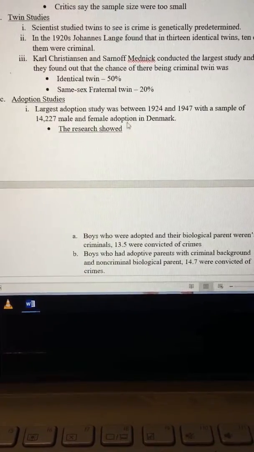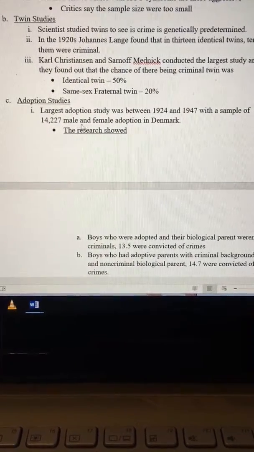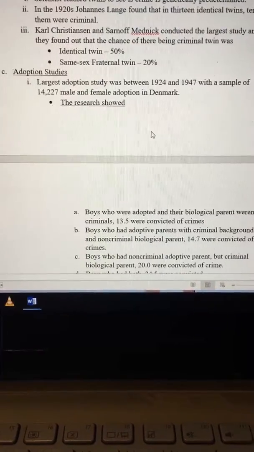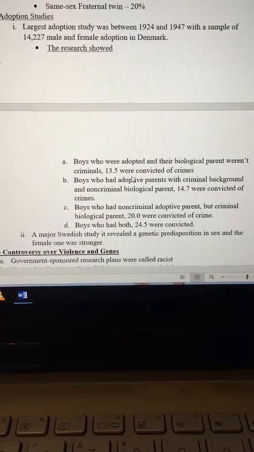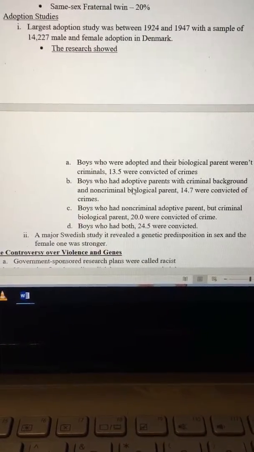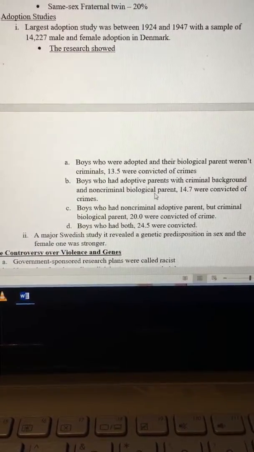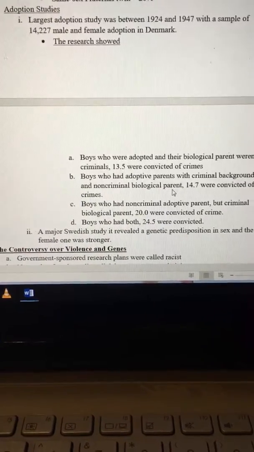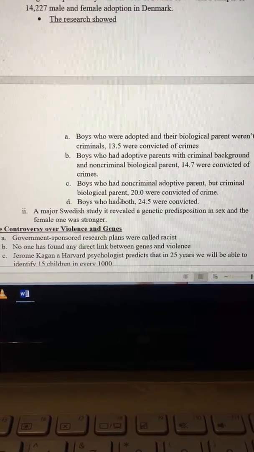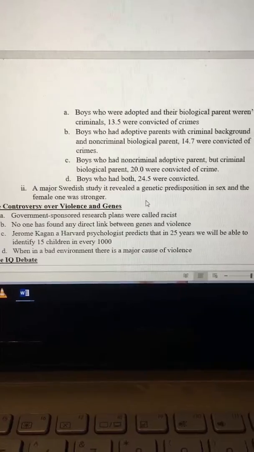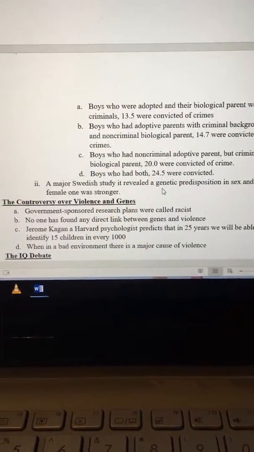Adoption studies. The largest adoption study was between 1924 and 1947 with a sample of 14,227 males in Denmark. The research showed that boys who were adopted and whose biological parents weren't criminals, 13.5% were convicted. Boys who had adopted parents with a criminal background and non-criminal biological parents, 14.7% were convicted. Boys who had non-criminal adopted parents but criminal biological parents, 20% were convicted. Boys who had both, 24.5% were convicted.